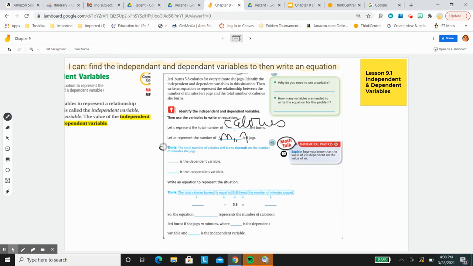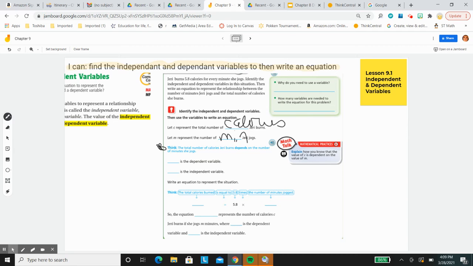Take a look at this little blue sentence right here. It says, think: the total number of calories Jerry burns depends on the number of minutes she jogs. Okay? So the total number of calories. So if she doesn't go jogging at all and doesn't jog any minutes at all, is she going to burn any calories? Well, the answer to that question is no. She is not going to burn any calories.